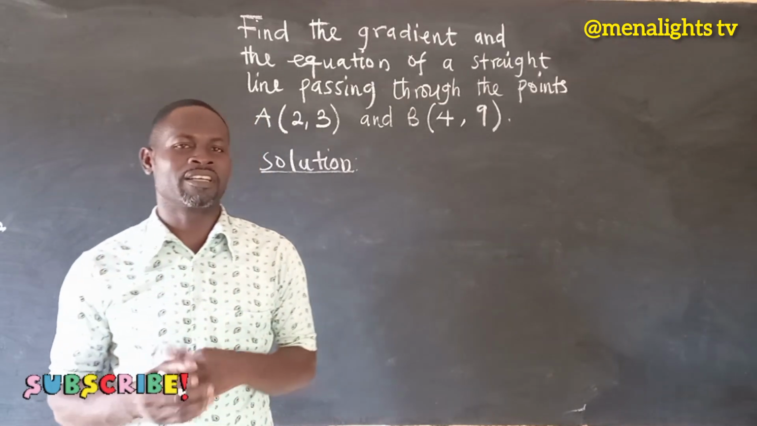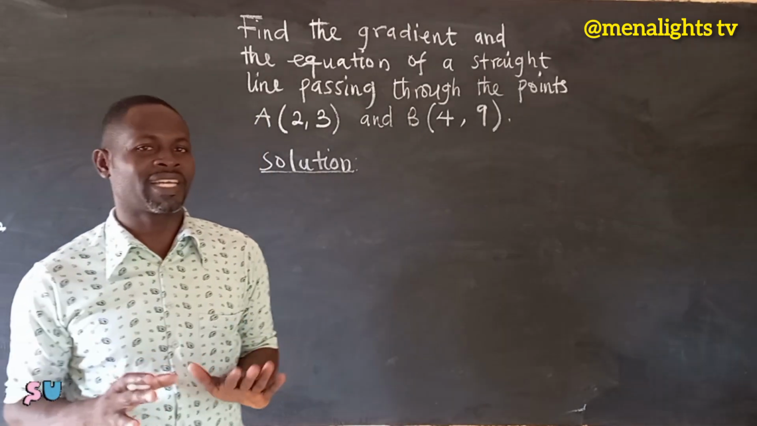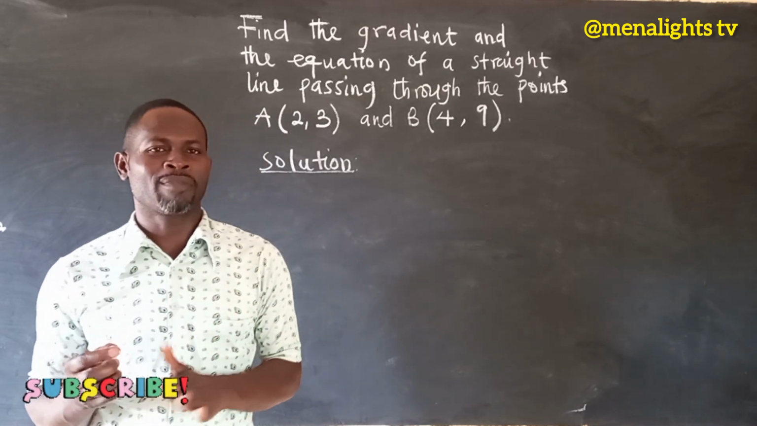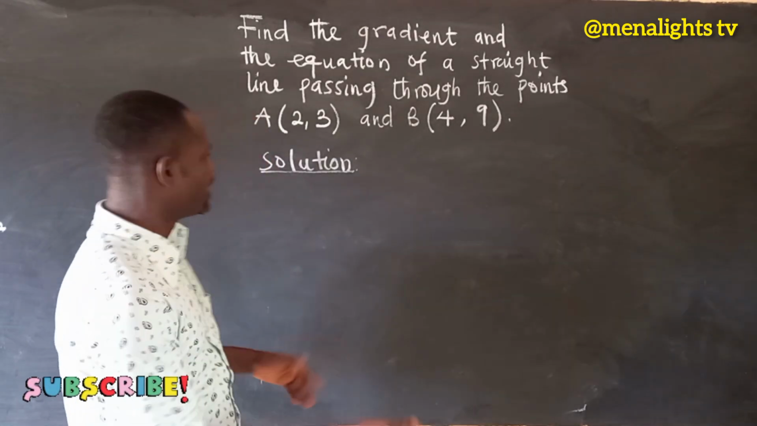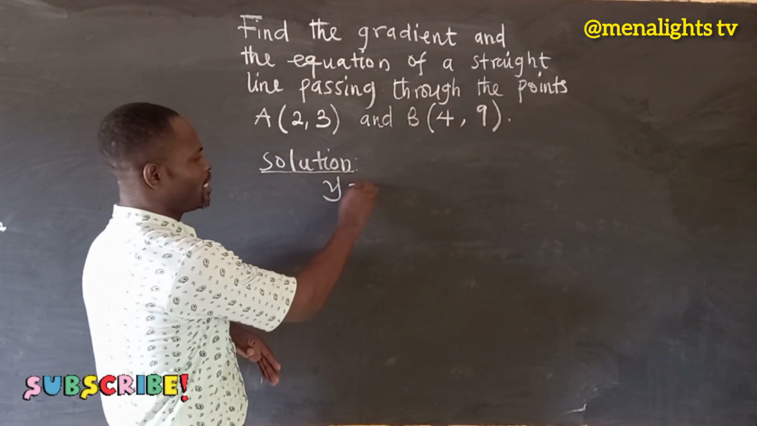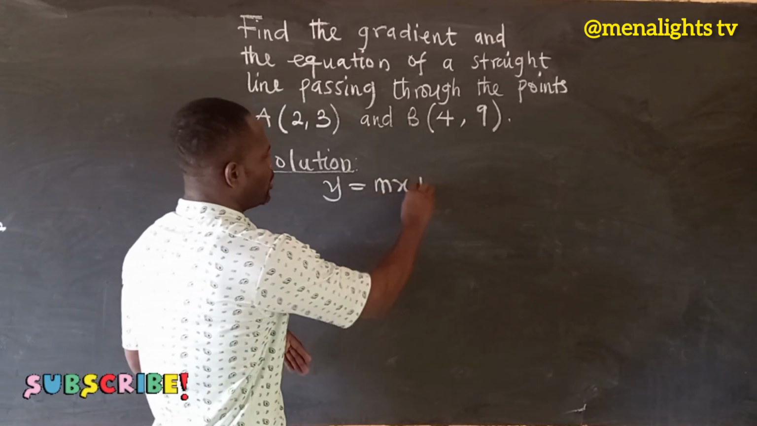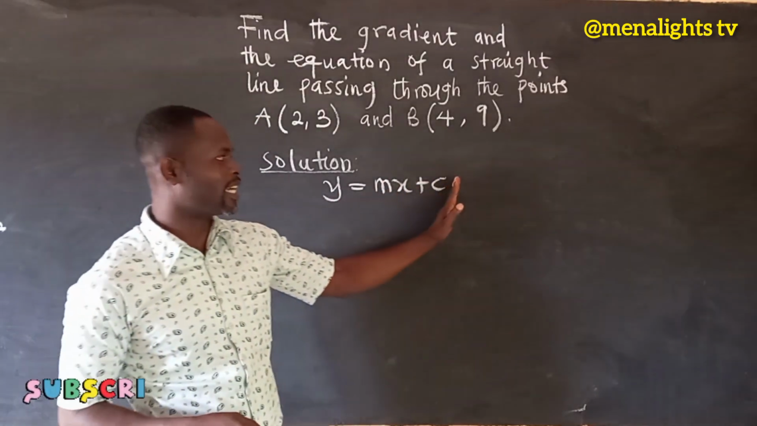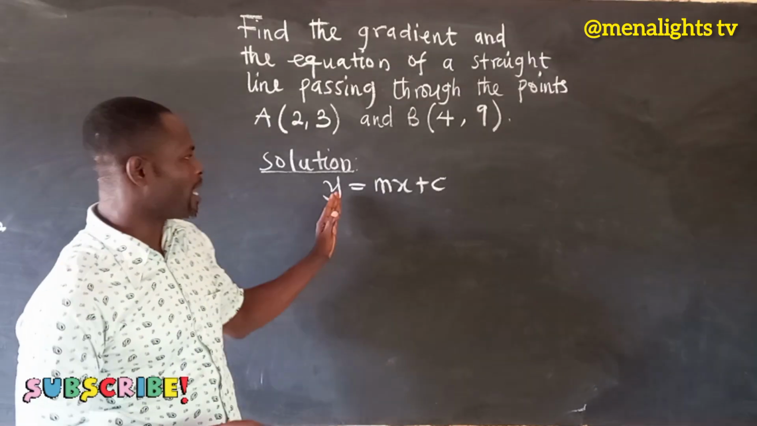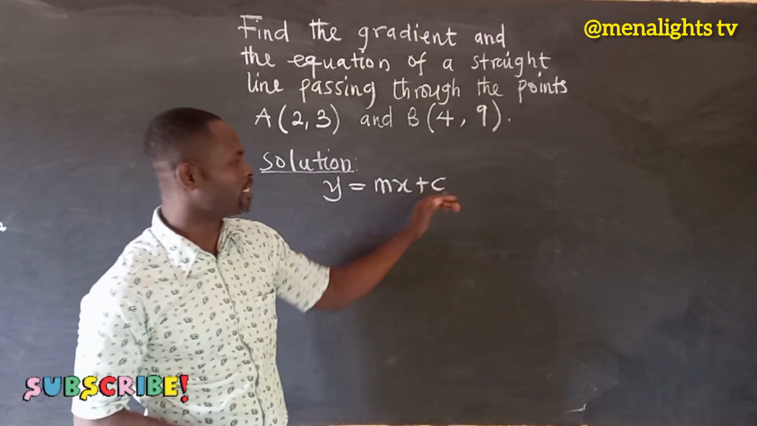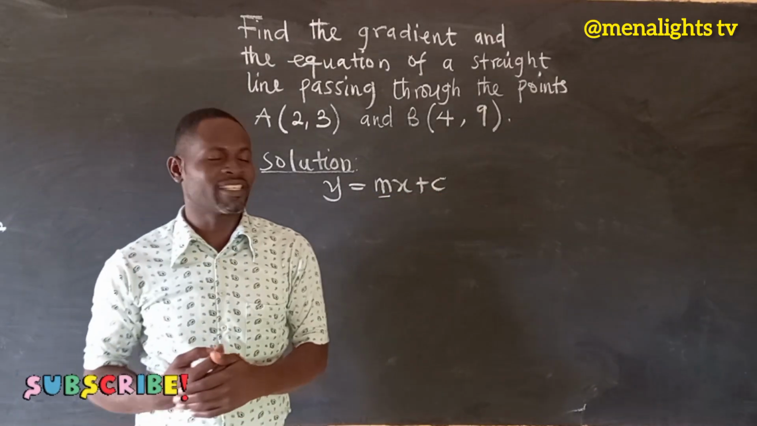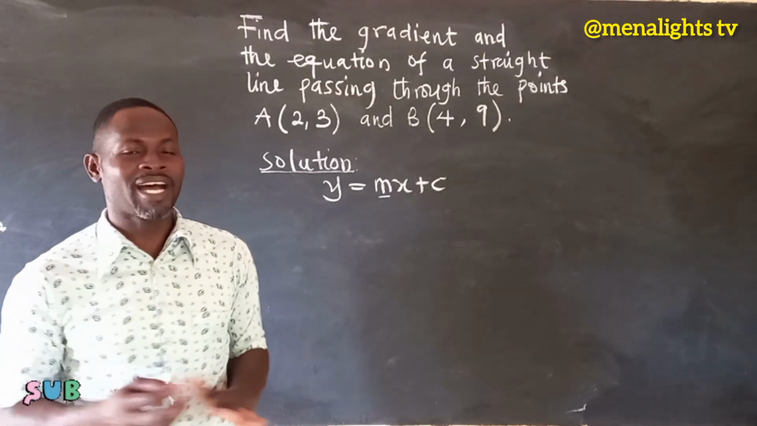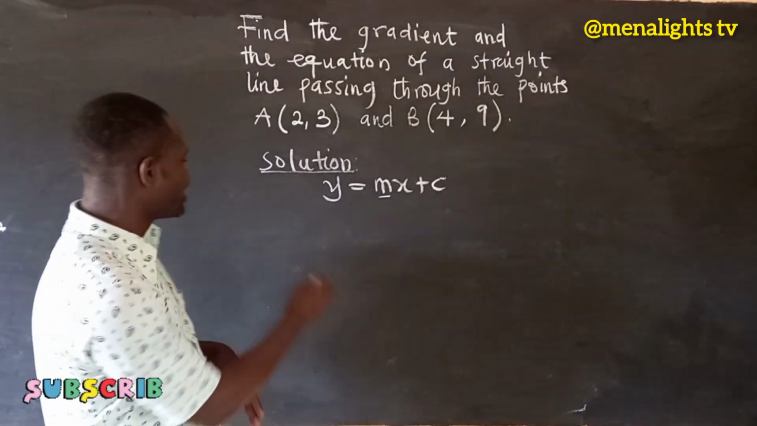When you are asked to find the gradient, we have a formula that we use. The general formula for the equation of a straight line is y is equal to mx plus c. So this m here is the gradient, and this c is the y-intercept.